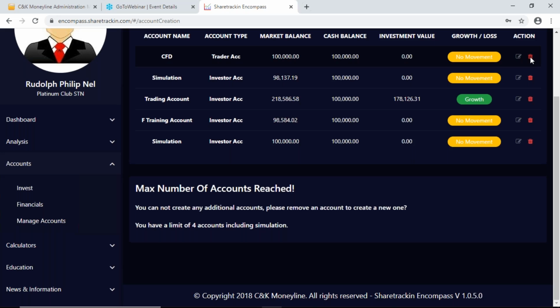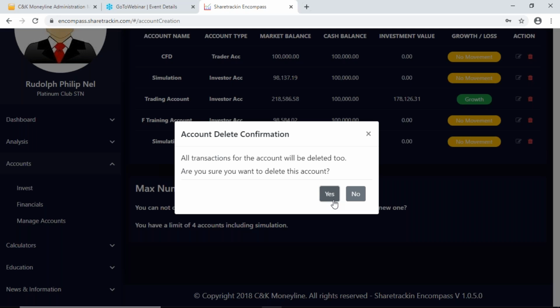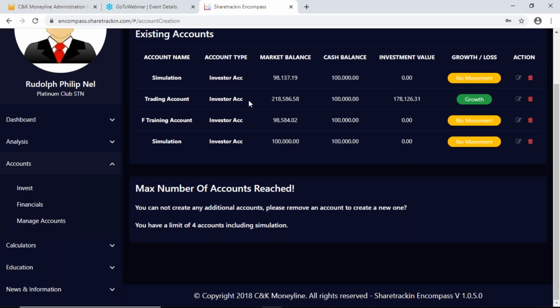Let's delete this trader account here. Then we should be able. Yeah. Okay, still not. So then we can just work it from there on. And then you would have your trading account.